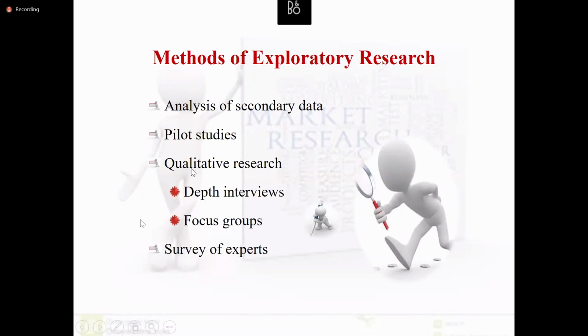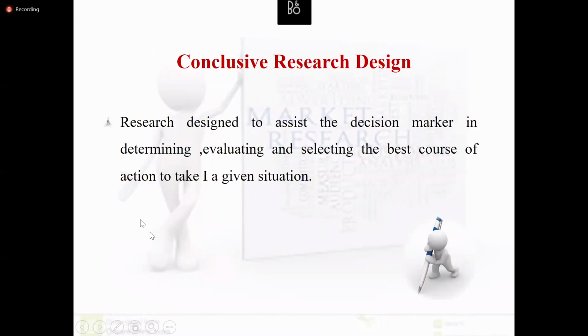Then we may also go for the qualitative research. In the qualitative research, these are the main techniques that are being used. You can go for depth interviews and also the focus group. Of course, lately we've been studying what is a focus group, depth interviews also. Then the survey of the experts. Now the other one is the conclusive research design, right?